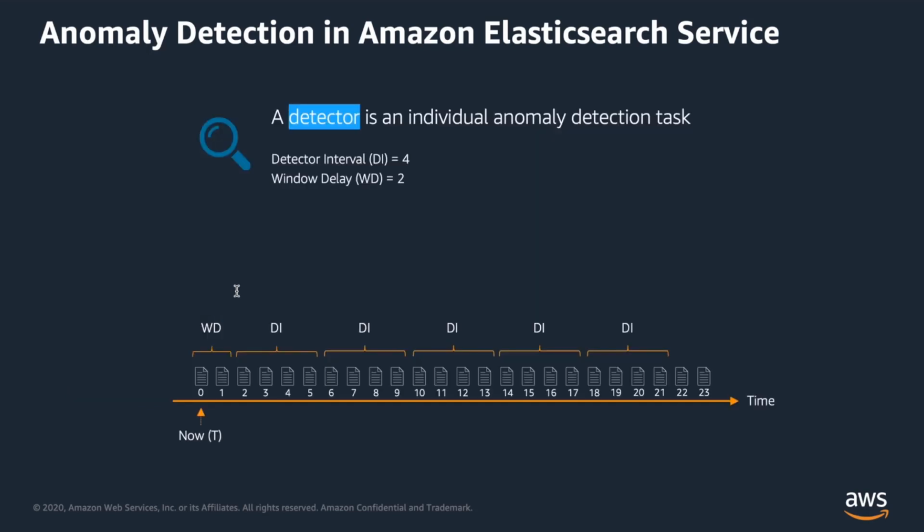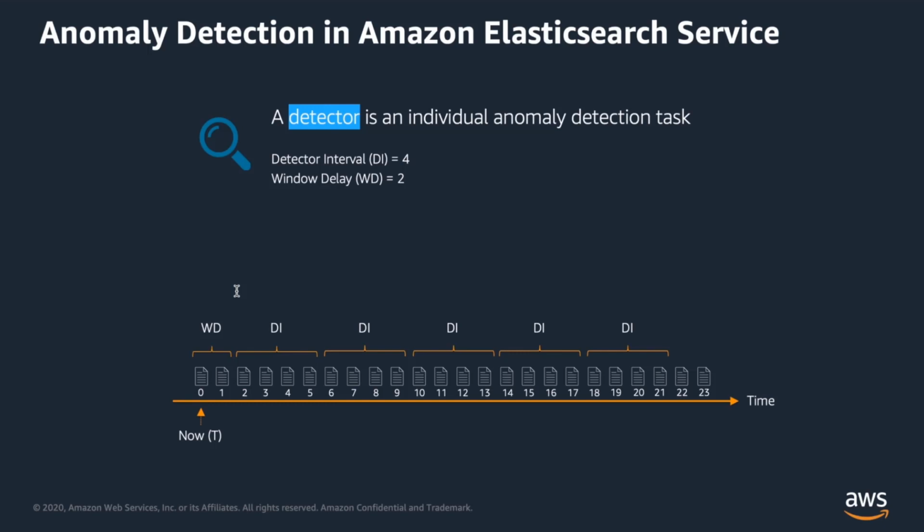Now let's take a look at how you configure that and how you use that. The most important concept to learn is something called a detector. When you want to use anomaly detection, you first configure a detector, and it's nothing but an individual anomaly detection task.